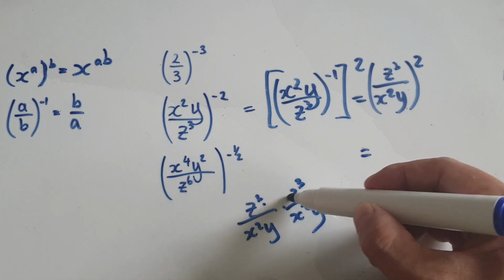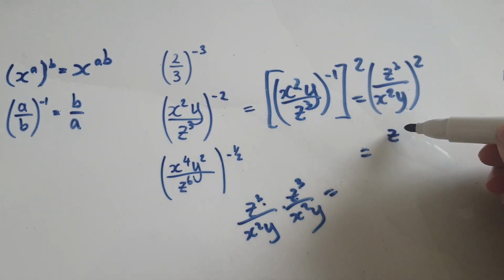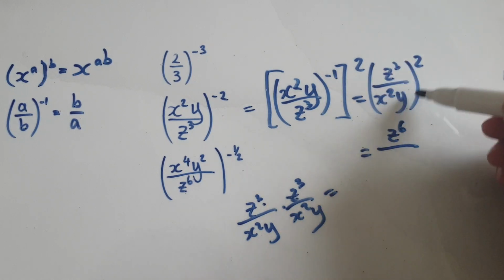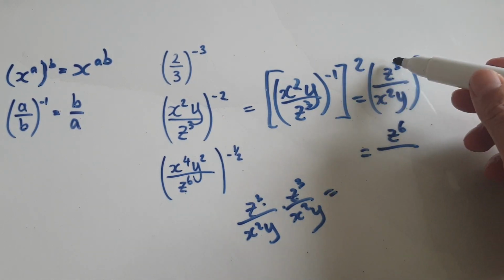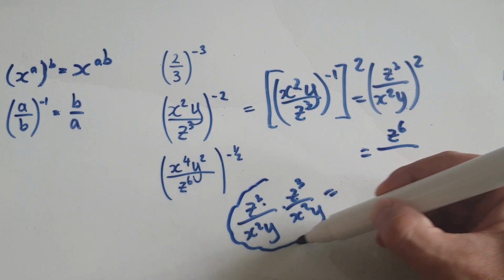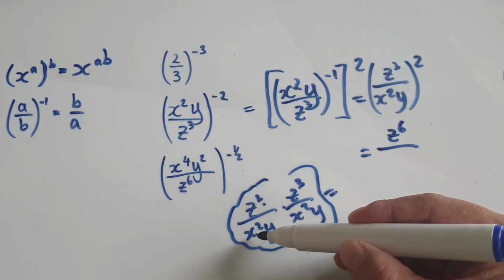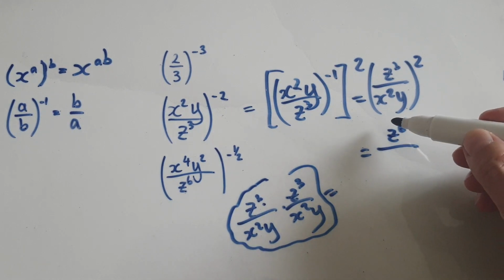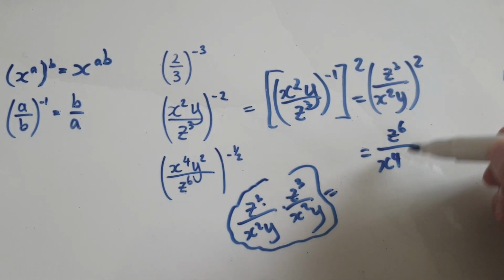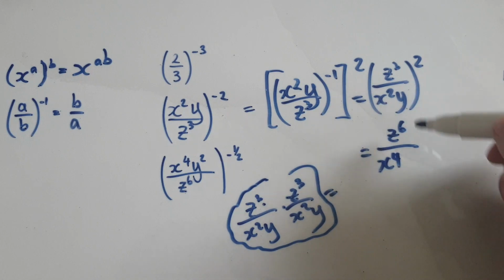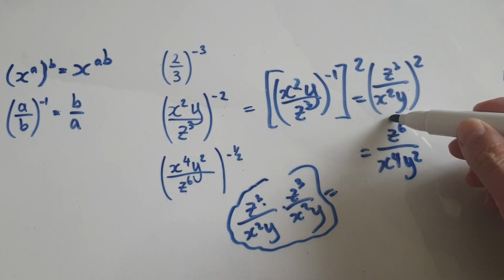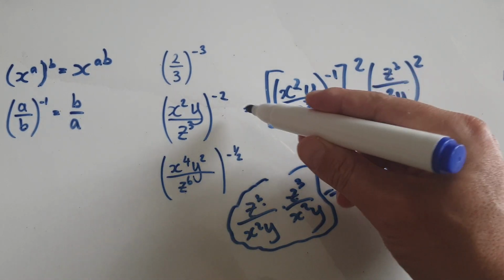So top times top would be z to the power of 6 over, remember we're doing this thing here. So when you come to do this, you visualize this in your mind. But when you come to write it, it would be bottom times bottom. That would be x squared times x squared. That would be x to the power of 4. And y times by itself would be y squared. This here would be your final answer for the second one.